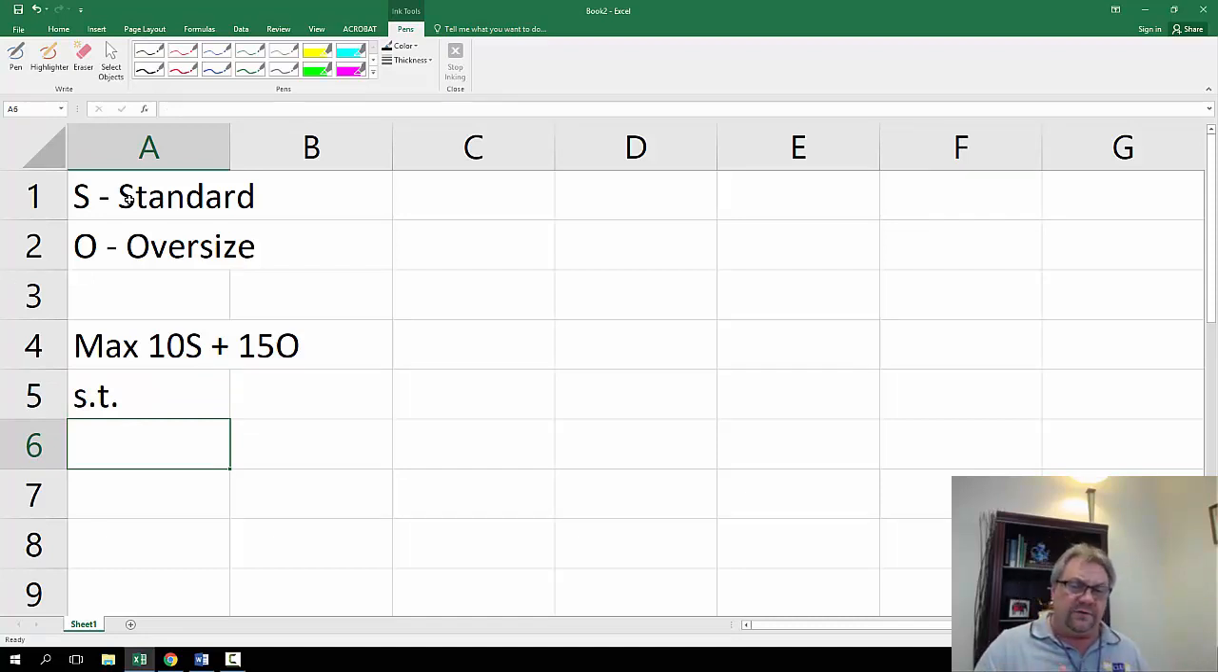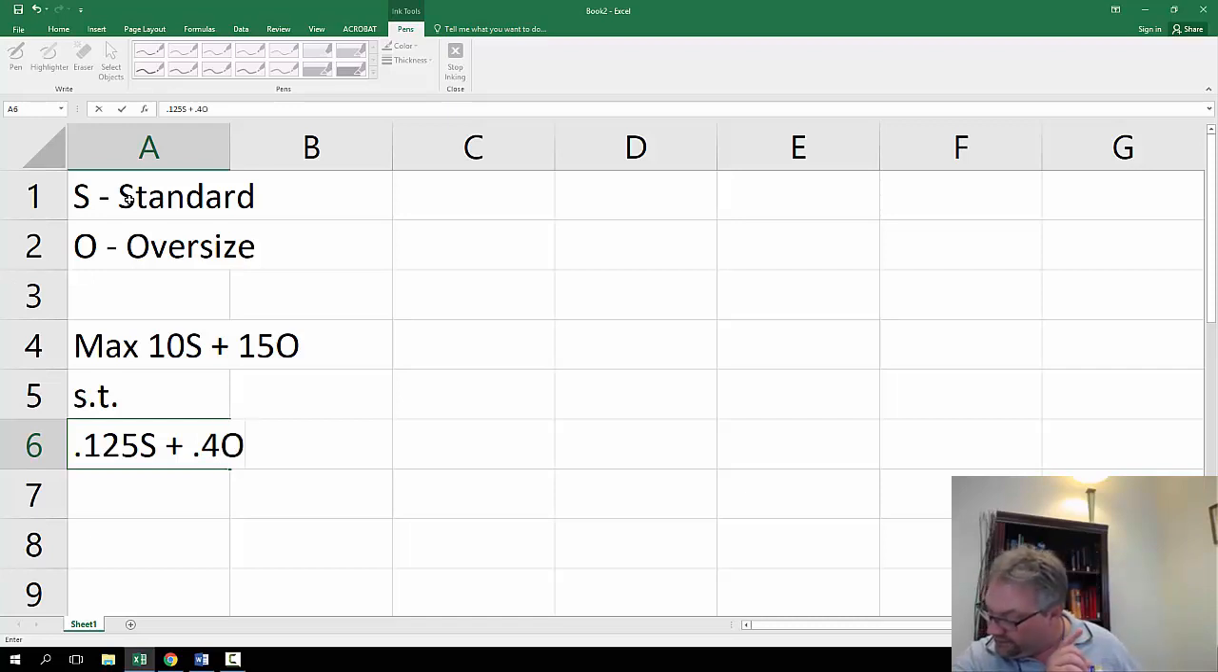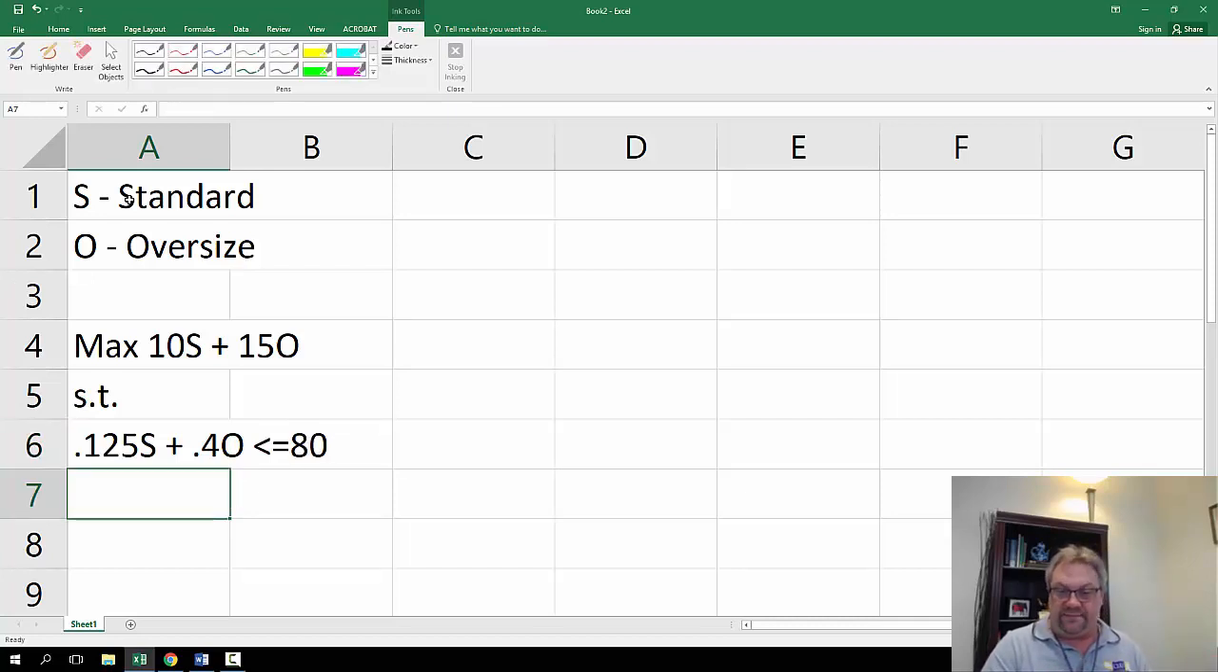The first constraint is the alloy. According to this, the standard racket uses 0.125 kilograms of this alloy, and the oversize uses 0.4 kilograms. Over the next 2 weeks, they only have 80 kilograms. So that has to be less than or equal to the 80 kilograms that I have.